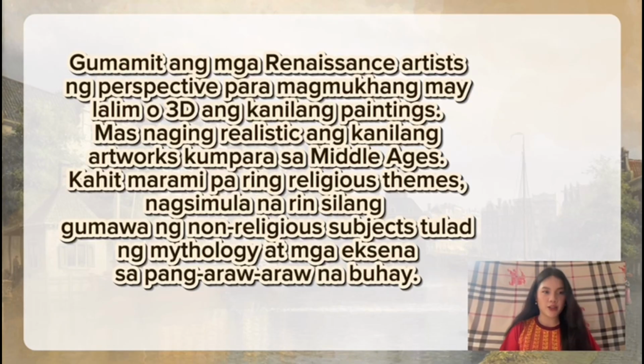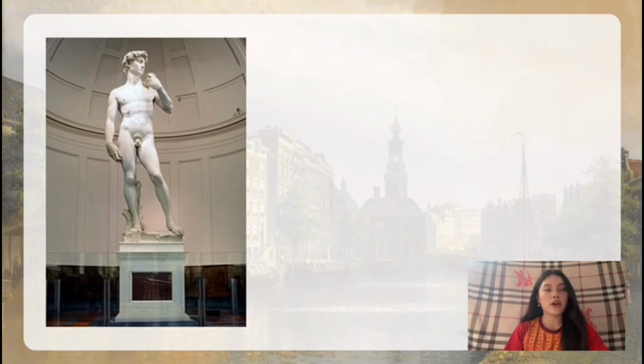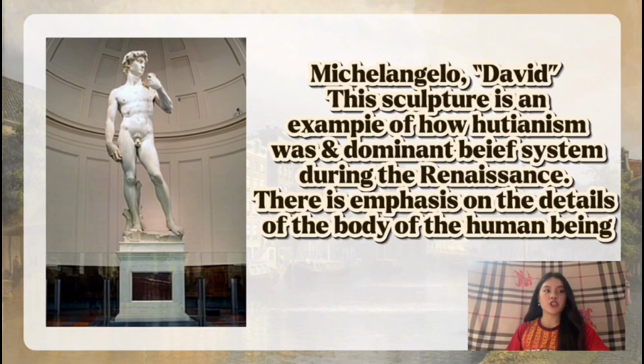So let's proceed to figure number 10, which is the sculpture of David made by Michelangelo. This sculpture is an example of how humanism was a dominant belief system during the Renaissance. There is emphasis on the details on the body of the human being.